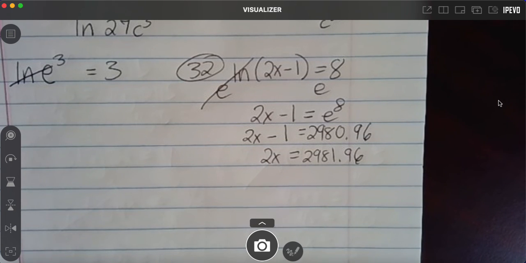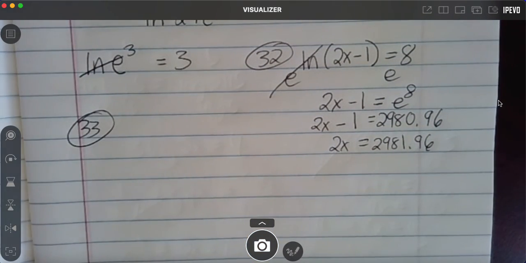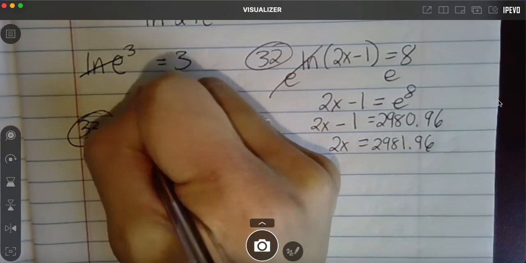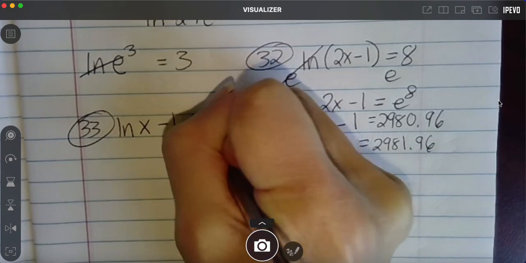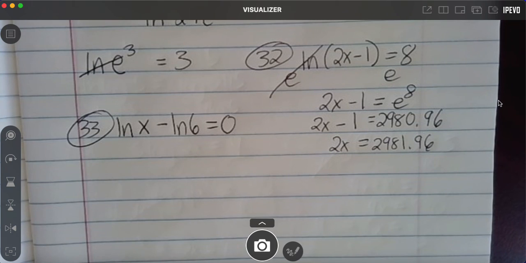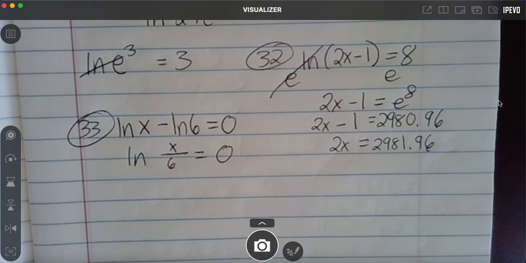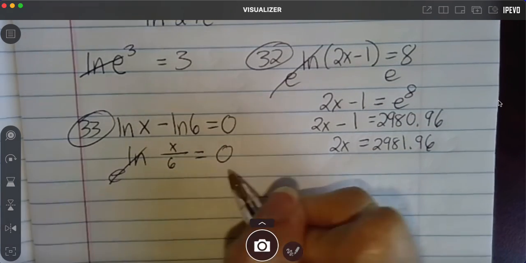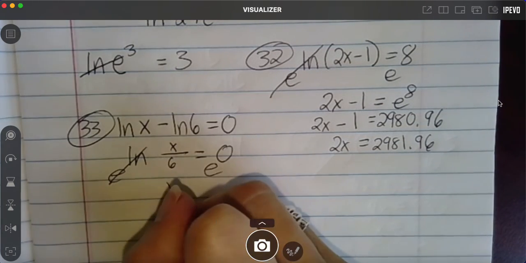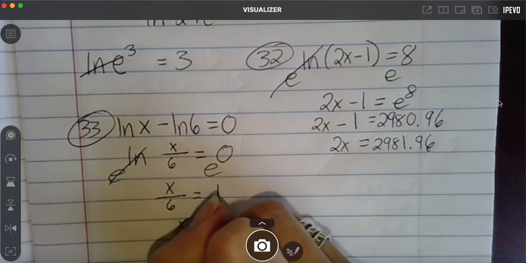Okay? Now let's do number 33. I'm just trying to get y'all through them so y'all can do this on Thursday. The natural log of x minus the natural log of 6 equals 0. What am I going to do with these two things? Since it's subtraction, I'm going to put them over. The natural log of x over 6 equals 0. I combined them. Then it's going to be e to the 0. What is anything to the 0 power? 1. So x over 6 equals 1. Multiply both sides by 6, and we get x equals 6.